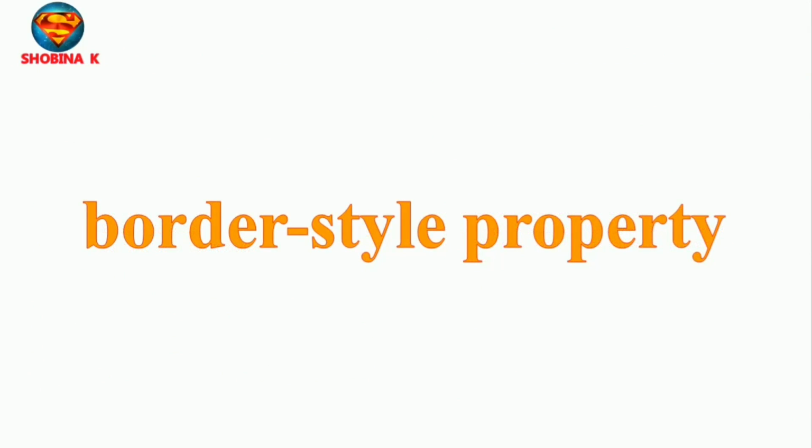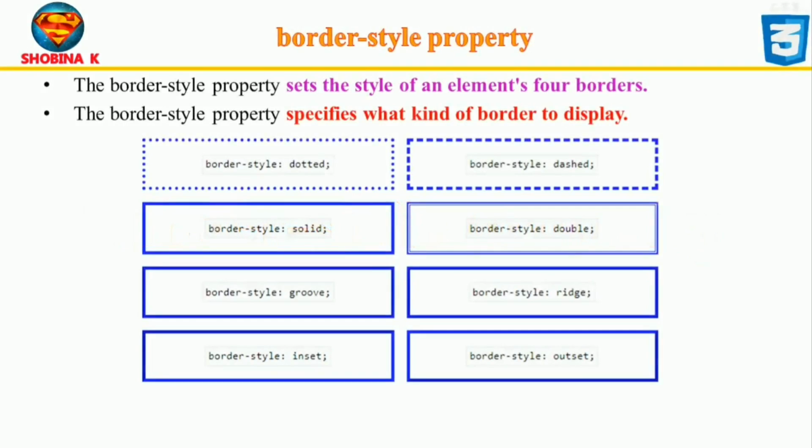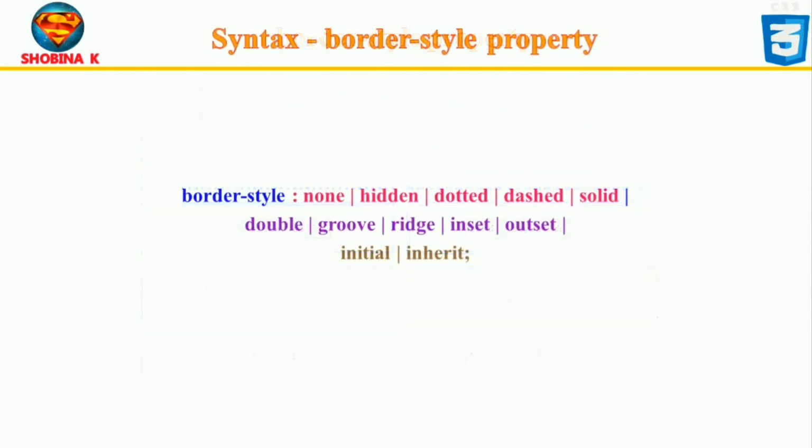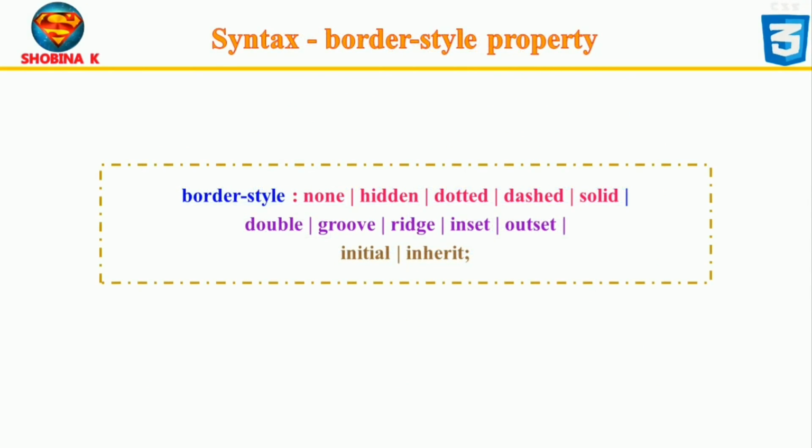Border style property. The property border style is used to define the border around your element. This property will specify what type of border to display. And this is the formal syntax for border style property. And these are the possible values you can use to set the border style property. Let's take a quick look at them.